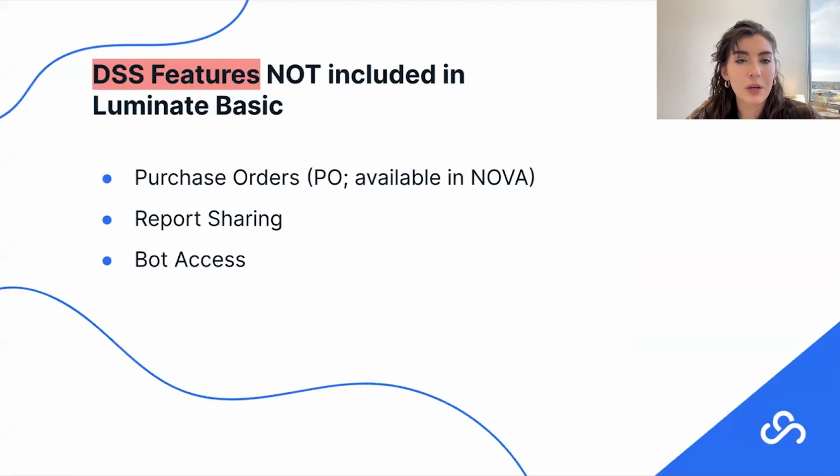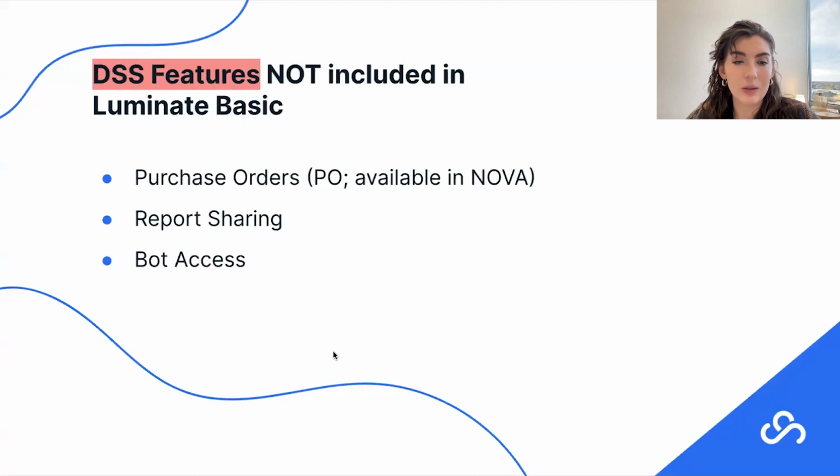All right, so this will be a kind of an overview. I'm going to go through this pretty quickly. So these are DSS features not included in Luminate Basic. You've got your purchase orders. PO data will not be available, but it will be available in Nova. So you'll have to stitch that data together if that's something that you're looking for. Report sharing, like I said before, and bot access. So you'll get a copy of the slide deck, but I know the way that it is summarized in that list is a little bit confusing.